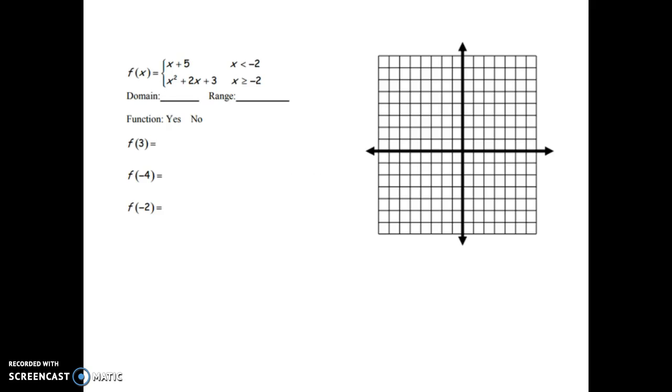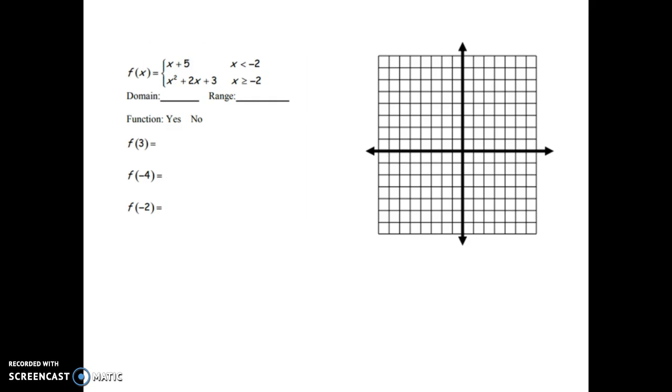For this video, we're just going to do some additional piecewise examples so we get some extra practice in since they're a little more challenging. So to start with, I have f of x equals, I have two equations, x plus 5 and x squared plus 2x plus 3. Now this x plus 5, that's a line, that's our linear.